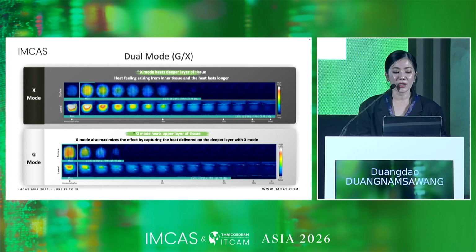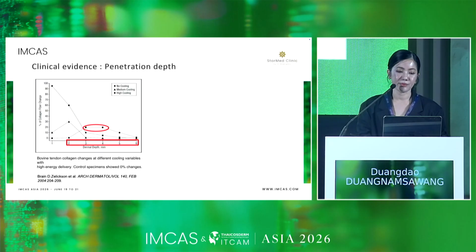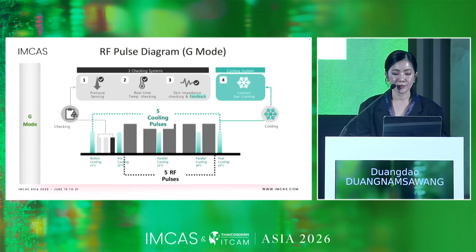It shows that in the X mode, because of the strong cooling, the heat goes deep down and lasts longer than in the G mode. So the G mode is for superficial heating. The evidence is from the penetrated depth. When we use high cooling, the depth of treatment is deeper.